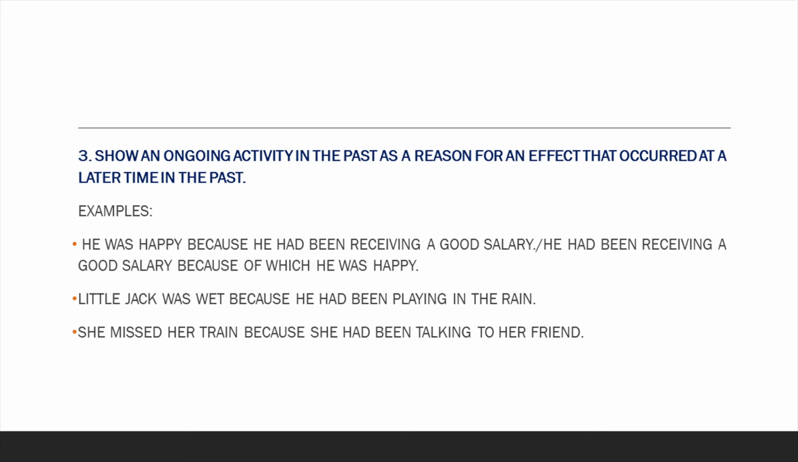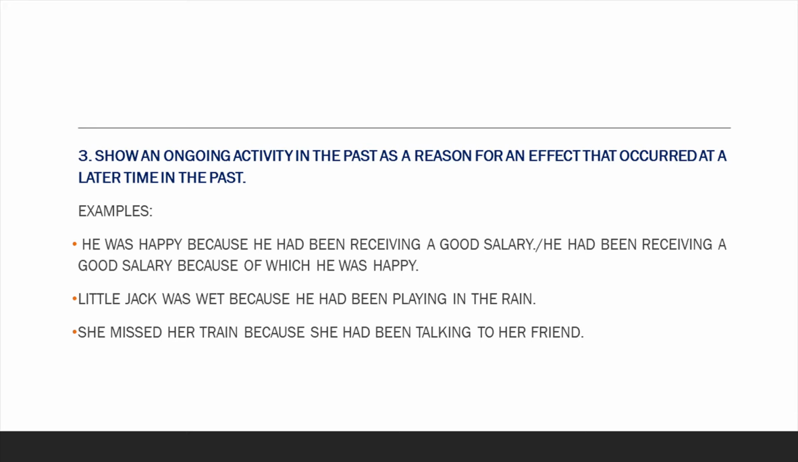Okay, and the third use is it shows an ongoing activity in the past as a reason for an effect that occurred at a later time in the past. What does this mean? Something has happened because of which there was another effect. So the cause is in the past perfect continuous and the effect is in the past tense. Let's look at some examples to make it clear.